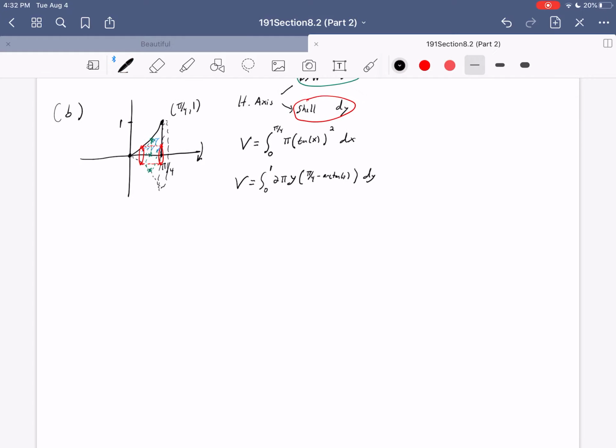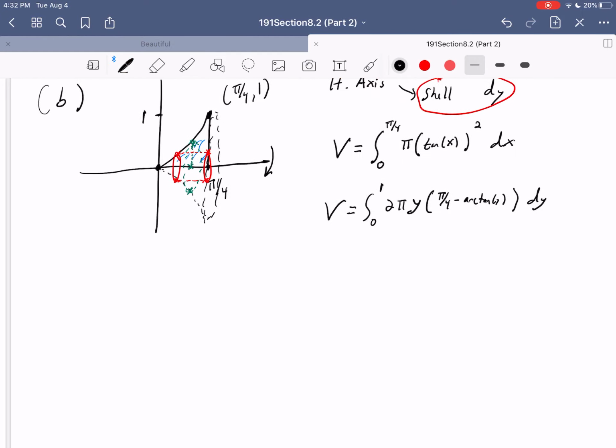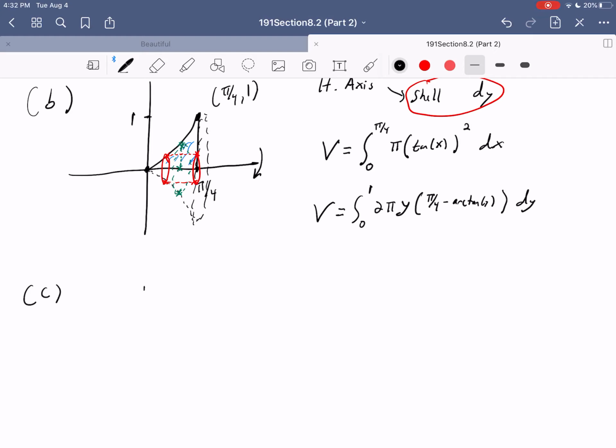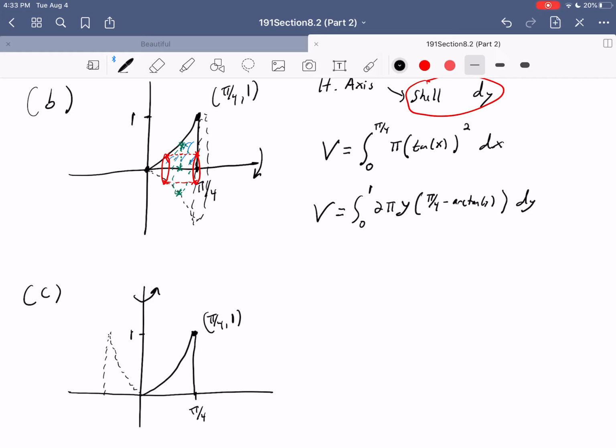So for C here, we'll draw our curve. Same thing, we sort of know the key features here. So we know that this is pi over 4. This is pi over 4 comma 1. This is 1 here. This time we're revolving around this. So our mirror image would look something like that. And we're building that sort of shape here.